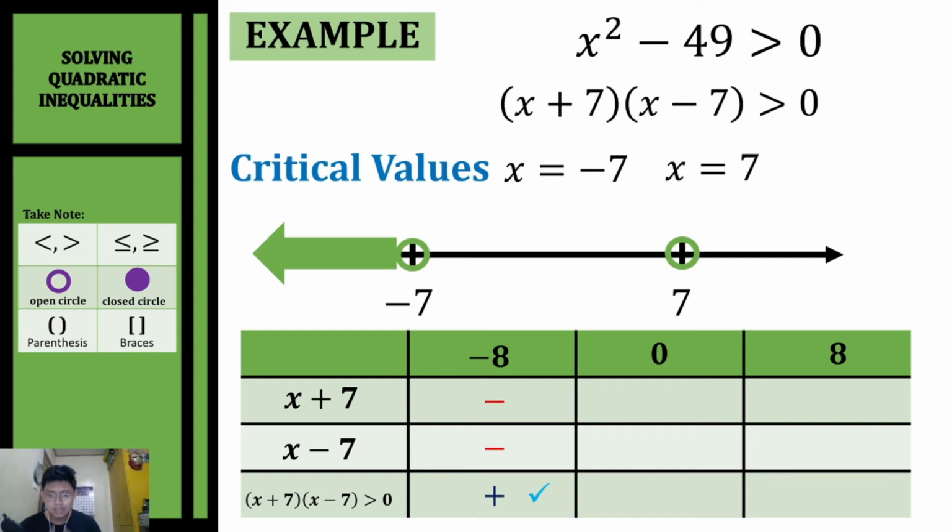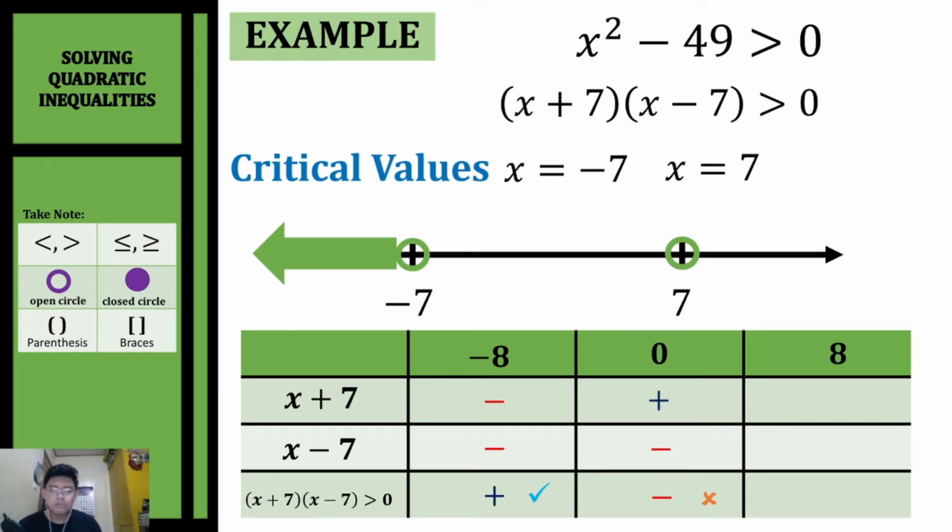Now let's test 0. 0 plus 7, we will have a positive number. 0 minus 7, we will end up with a negative number. Now let's multiply them. Positive times negative, negative. Now let's check. Is a negative number greater than 0? No. Therefore, the numbers from negative 7 to 7 are not possible solutions to this quadratic inequality. So, I'm sorry, middle region, you're out.